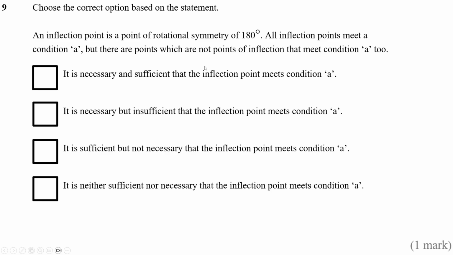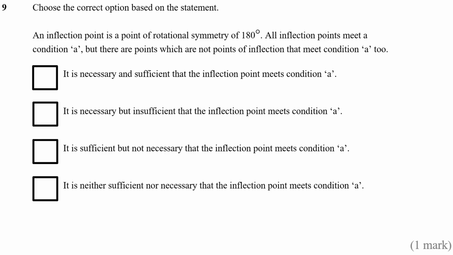This question is just completely not on the spec, but I just find it interesting, and hopefully you may too. Anyways, you've got some information here. We're told that an inflection point is a point of rotational symmetry of 180 degrees. All inflection points meet a condition A, where there are points which are not points of inflection that meet condition A too. Now, you don't actually need to know what condition A is. You don't even need to know this beginning point here. This is maybe just to throw you off or confuse you. But if you're curious what condition A is, it's whether the second derivative is equal to 0. Because even if the second derivative is equal to 0, it doesn't mean that the point is an inflection point, because you have to check around it.